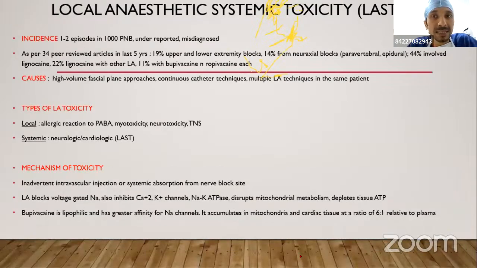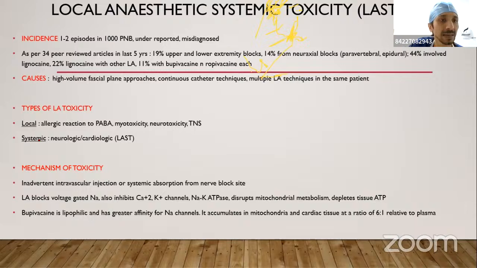Lastly, talking about local anesthetic systemic toxicity, the incidence of local anesthetic systemic toxicity is around 1 to 2 episodes in every 1,000 peripheral nerve blocks, and still it is underreported and misdiagnosed. Around 19% of cases of systemic toxicity occur in upper and lower limb blocks, and 14% occur in neuraxial blocks, particularly in paravertebral and epidural nerve blocks. Why are they caused? Because of high volume of local anesthetic used in fascial plane approaches, because of continuous catheter techniques, because of multiple local anesthetic techniques used in the same patients.